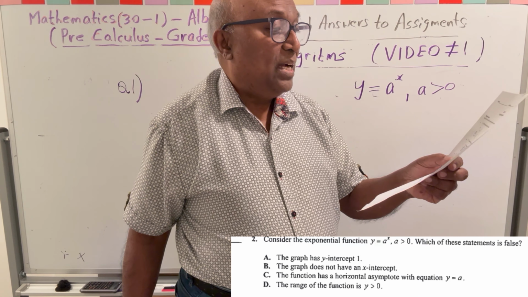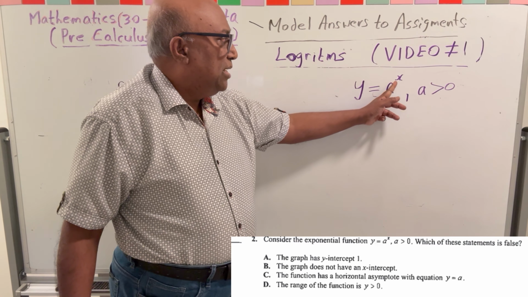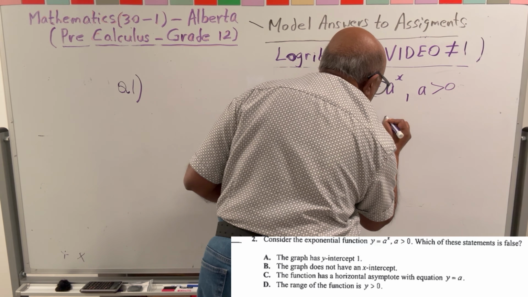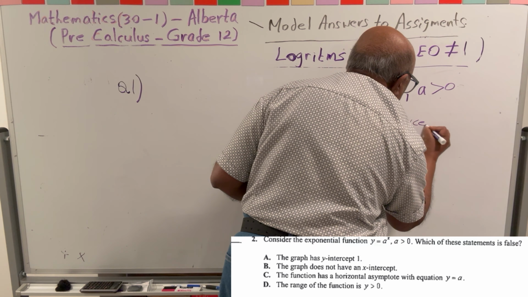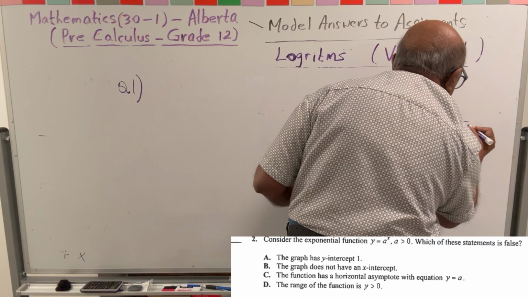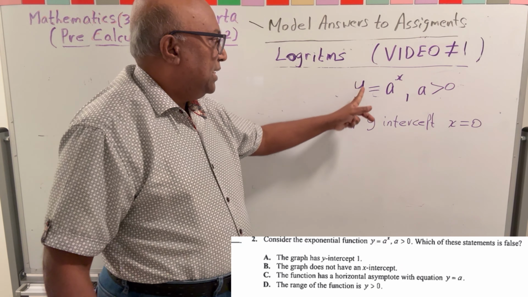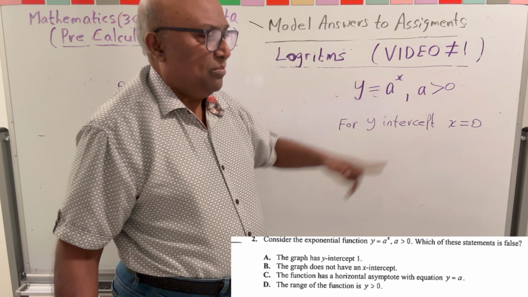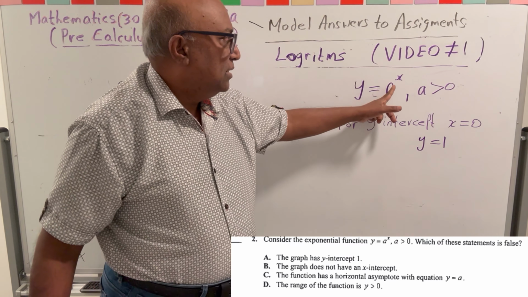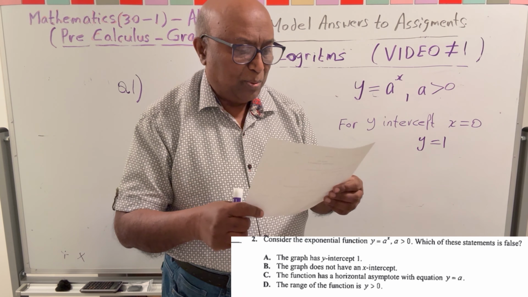Option A, the graph has y-intercept 1. How do we find the y-intercept? In order to find the y-intercept, we have to input x equals 0. When we make x equals 0, we are getting y-intercept. That is y equal a to the power of 0, that is 1. Okay, y is equal to 1. That means option A is right.